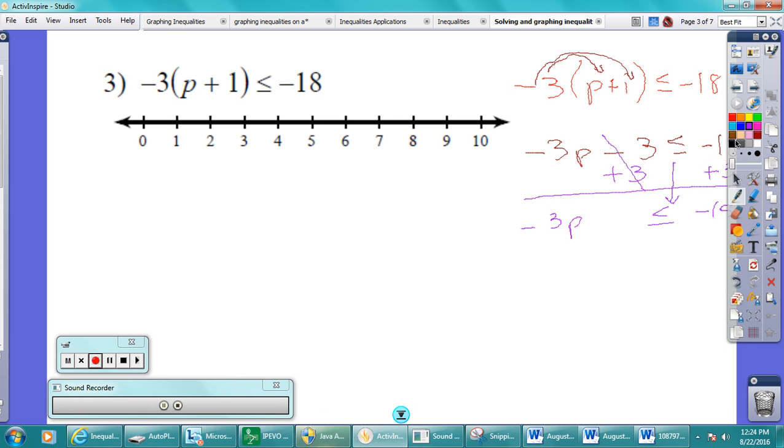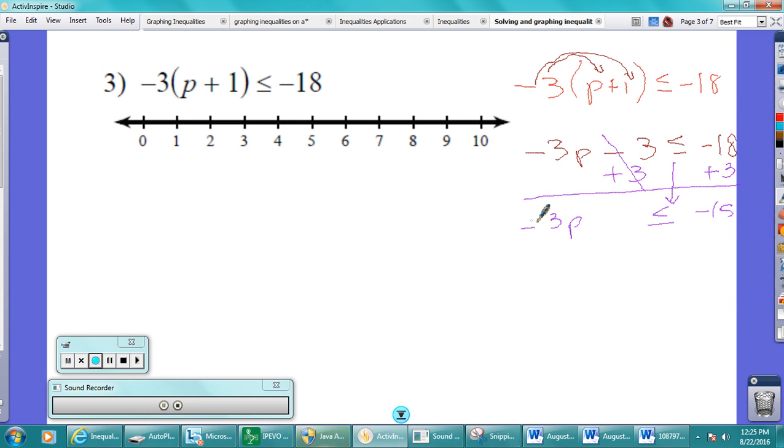All right, here's a change. Let's use light purple. Now, my p I need to get by itself. So, I need to divide by a negative 3. Now, here is a difference. Write this down.